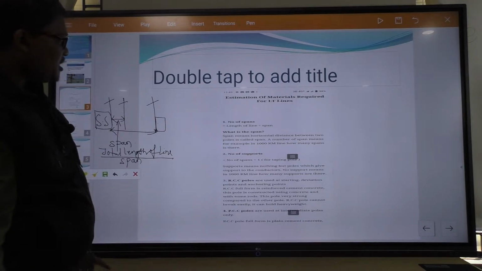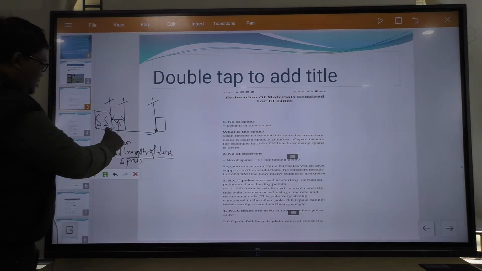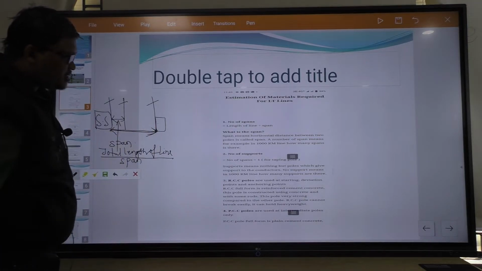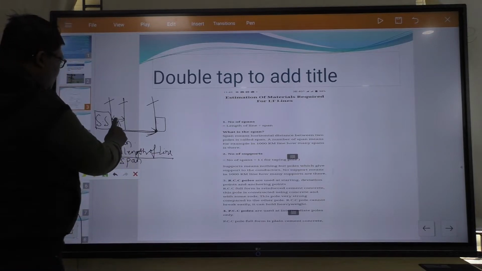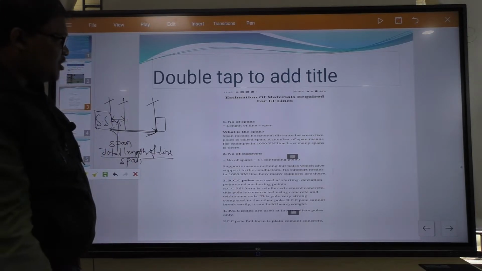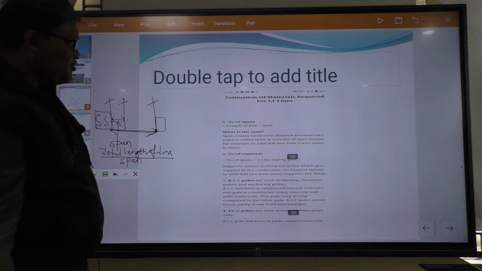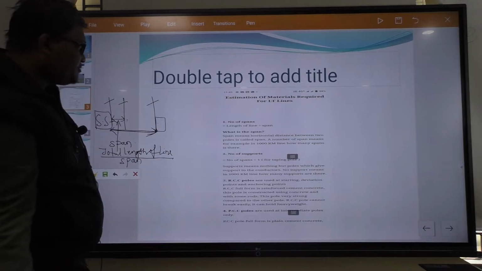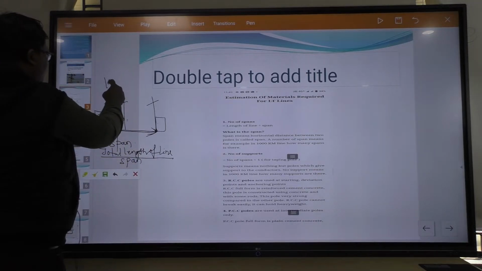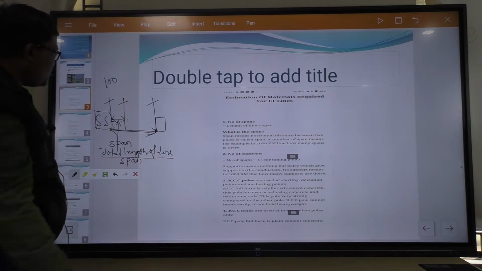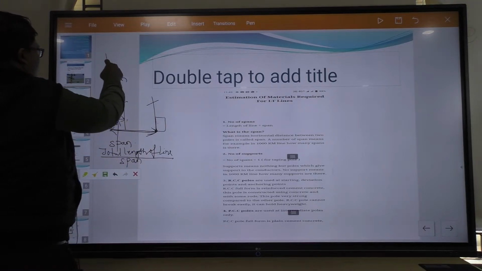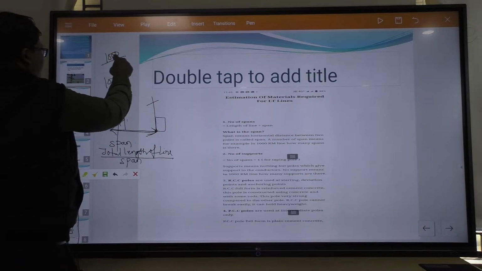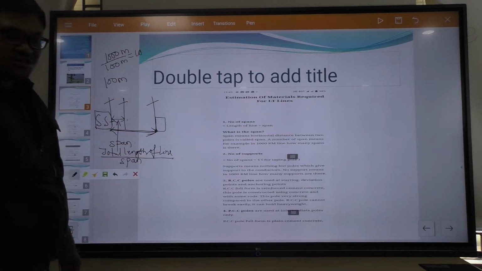We can also say span means horizontal distance. The horizontal distance between two consecutive poles is called span. Suppose we have a 1000 meter line, and the distance between two consecutive poles is 100 meter. So, 1000 meter divided by 100 meter gives you 10. Number of spans is equal to 10.